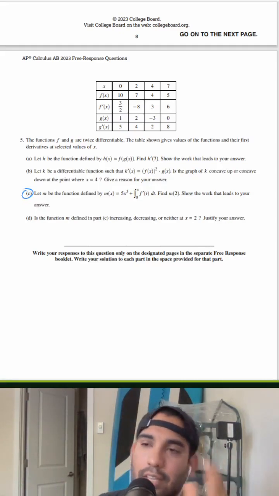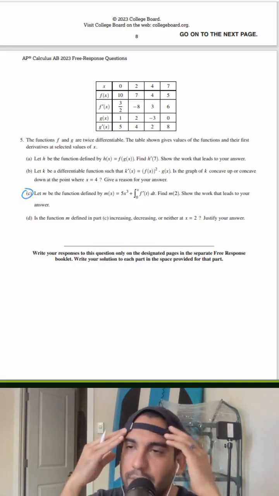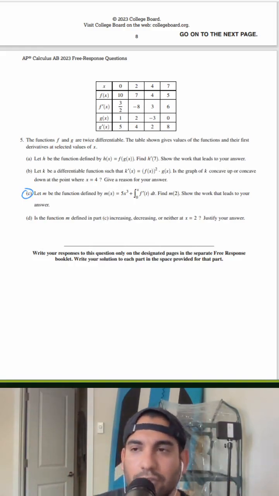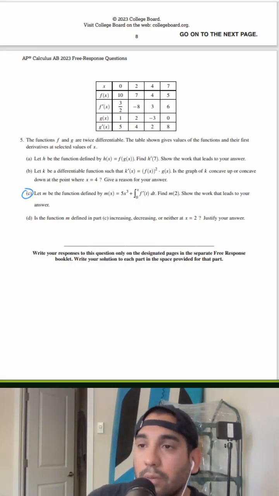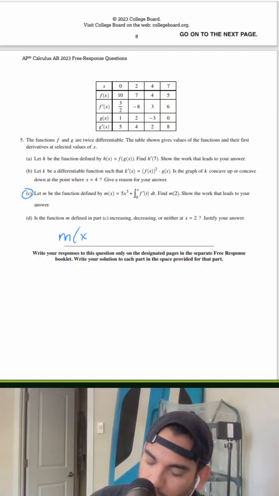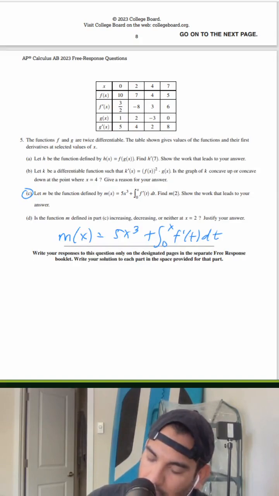Anyway, let's go to part C. So they give us this function, and we should already start thinking, because we have this integral, that they're going to use the first fundamental theorem of calculus or the second one. All they want us to do is find m of 2. So if we're given the function 5x cubed plus the integral from 0 to x of f prime of t, for m of 2 we just have to plug in the 2 for the x.